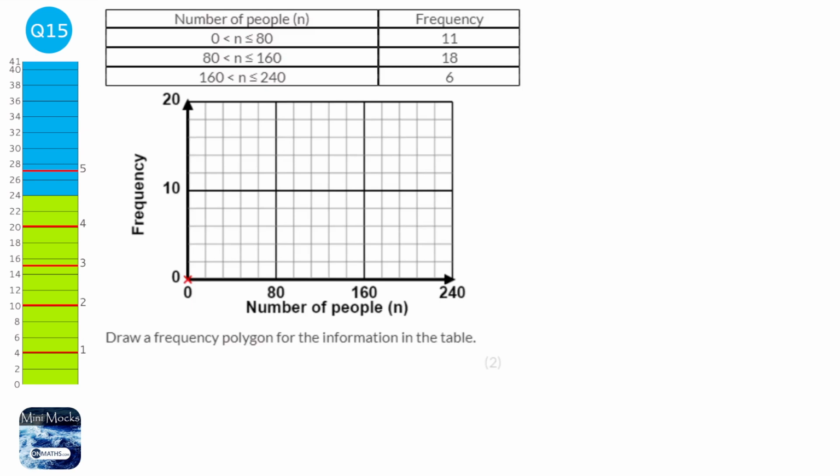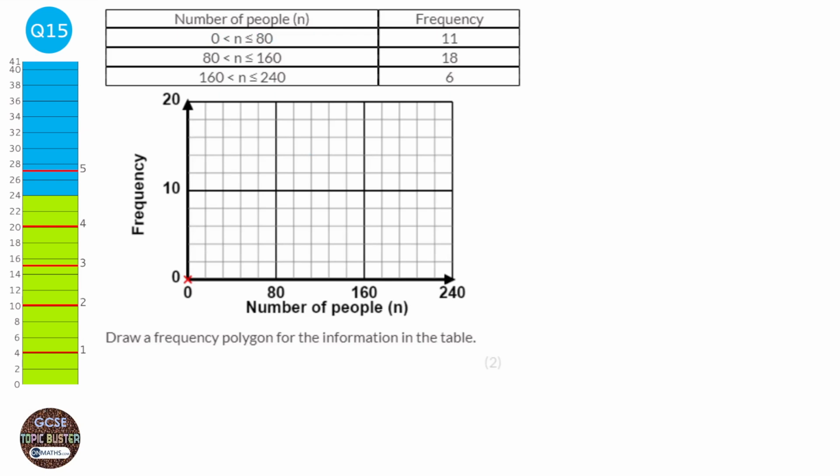So we've got the data here as a group of 0 to 80. So there are 11 at 0 to 80. And then 18 at 80 to 160. And 6 at 160 to 240. Now, where am I going to plot this? It will involve putting a cross somewhere on this graph. And it would seem unfair if I put it all at 0, and it would also seem unfair if I put it all at 80.